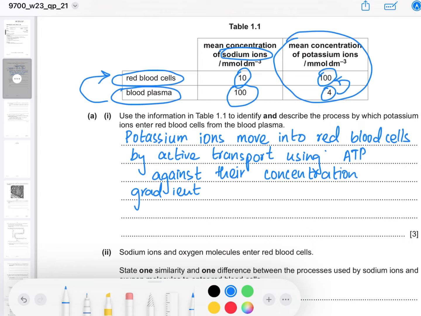as in sodium ions would move into red blood cells by facilitated diffusion. Oxygen also moves into red blood cells by the process of diffusion, but that's just simple diffusion, since oxygen is a small non-polar molecule, so it can easily diffuse between the hydrophobic layer of fatty acid tails in the cell surface membrane of red blood cells. So the similarity is that both of them move into red blood cells by diffusion, and oxygen, being a non-polar molecule, moves into red blood cells by simple diffusion, whereas sodium ions will need channel proteins.